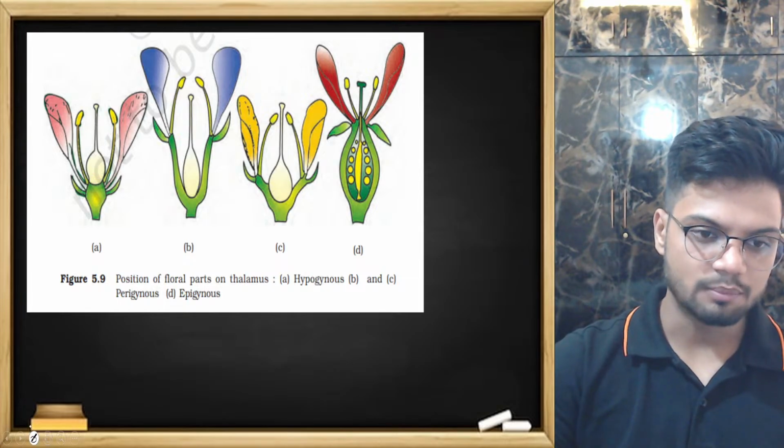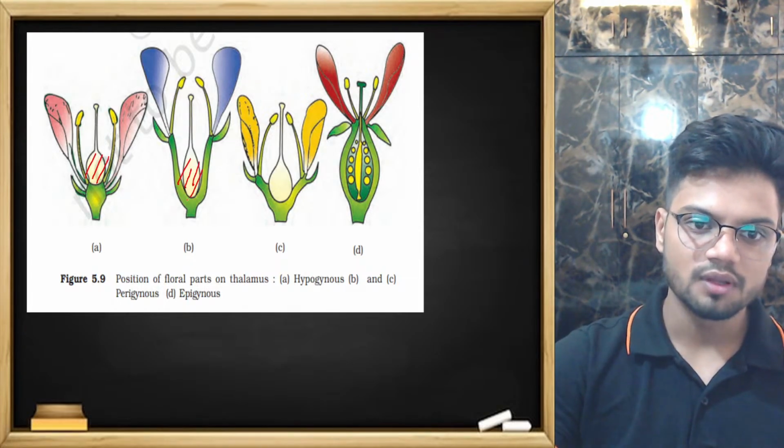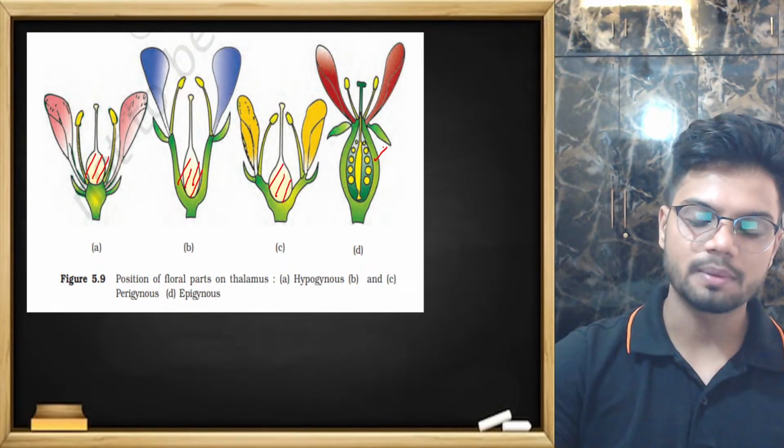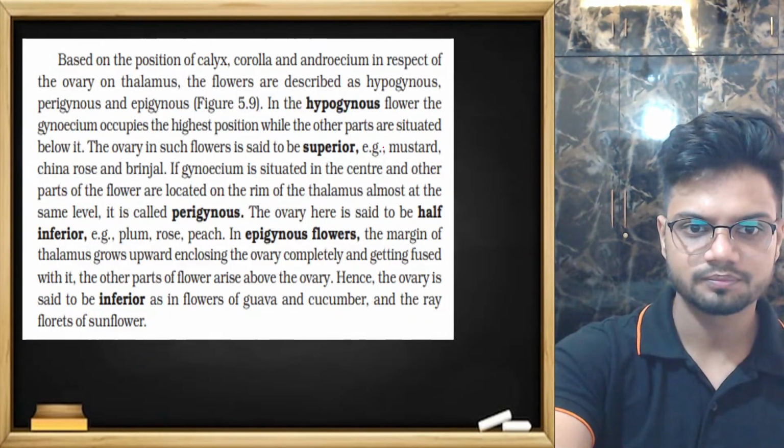First one is hypogynous condition. Ovary is at the top. Ovary at the center for perigynous condition. Now here, epigynous condition. In epigynous condition, ovary is completely covered. Let's see the NCERT lines.